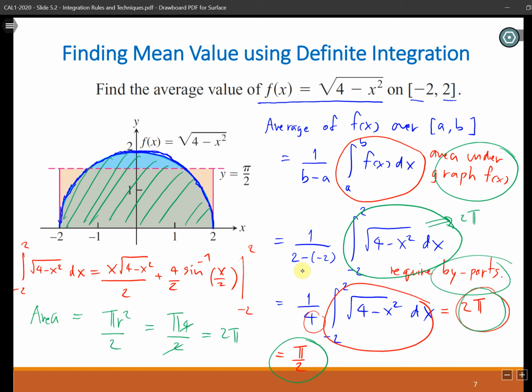You can use by parts to get 2 pi. You can use geometry to get 2 pi. But in the end, you get the average of this f(x), and it comes out to be equal to pi over 2. Comes out to be equal to pi over 2 right there. Oh, no, not right there. It's going to come out to be right here.